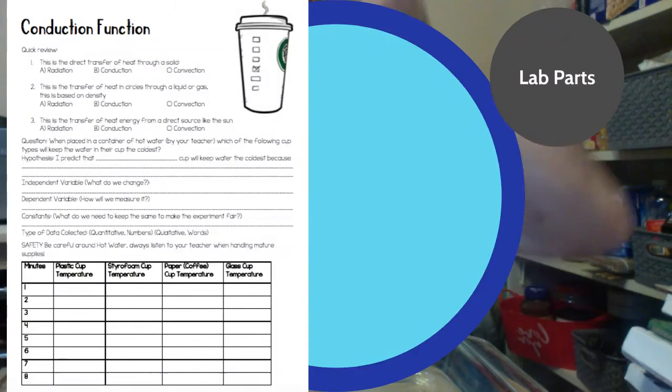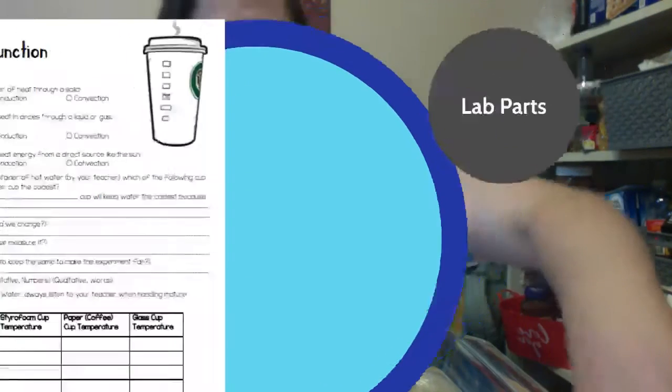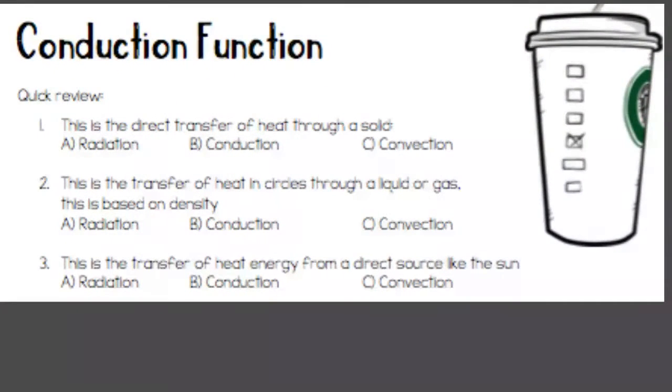This is what the page should look like. It says conduction, convection. So we're going to start here with the lab part. A quick review: the direct transfer of heat through a solid is radiation, conduction, or convection? Think of the answer in your head. I'm going to give it away in 3, 2, 1.